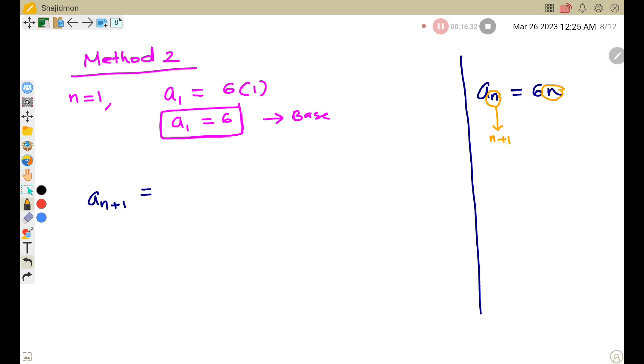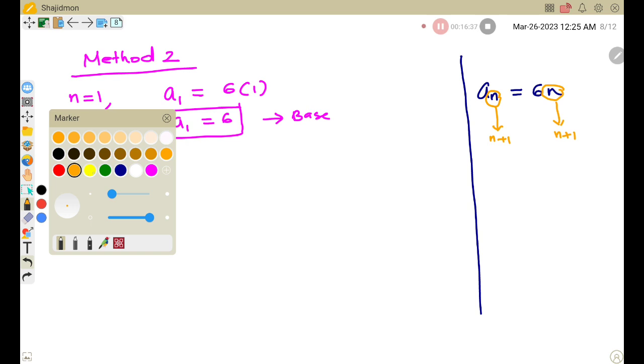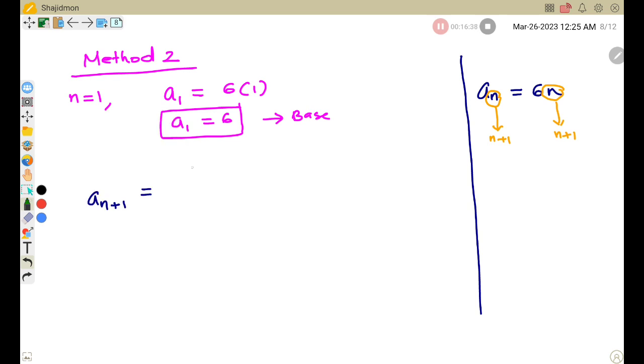So wherever n is coming, just replace it by n plus 1, that is the meaning of a(n+1). So how to write a(n+1)? 6 multiply, instead of n we are writing n plus 1, 6 times (n plus 1). Now just expand that bracket, 6 times n, 6 multiply 1 means plus 6, correct? So a(n+1) equal to 6n plus 6.